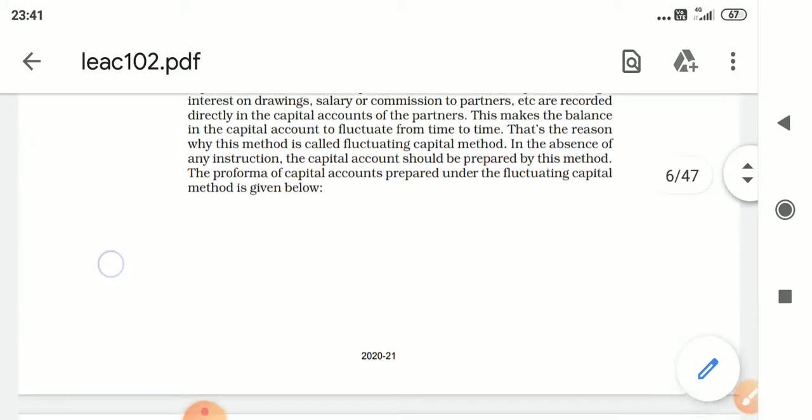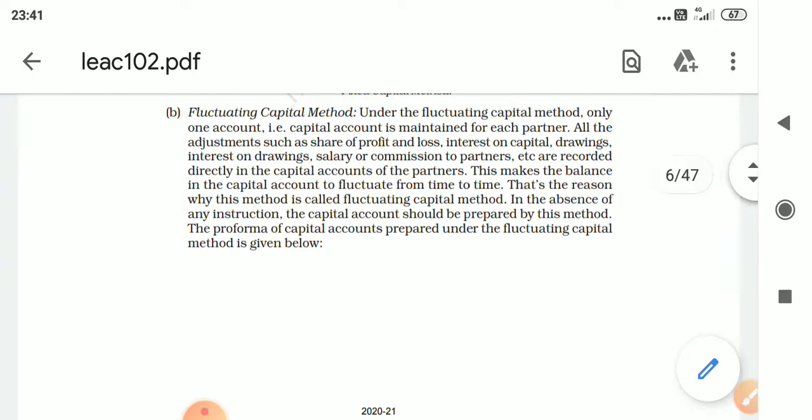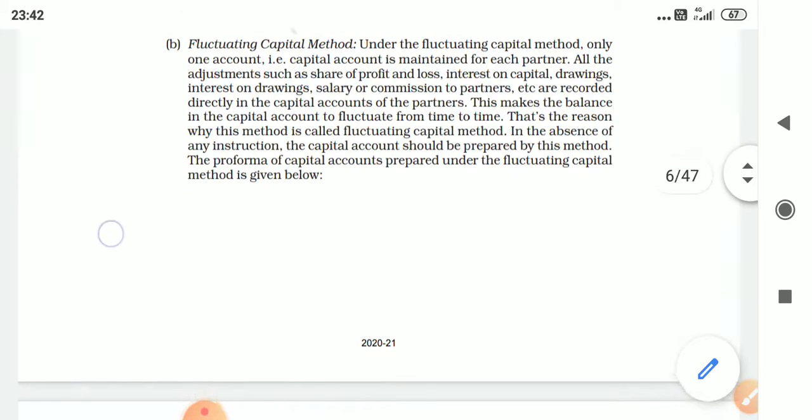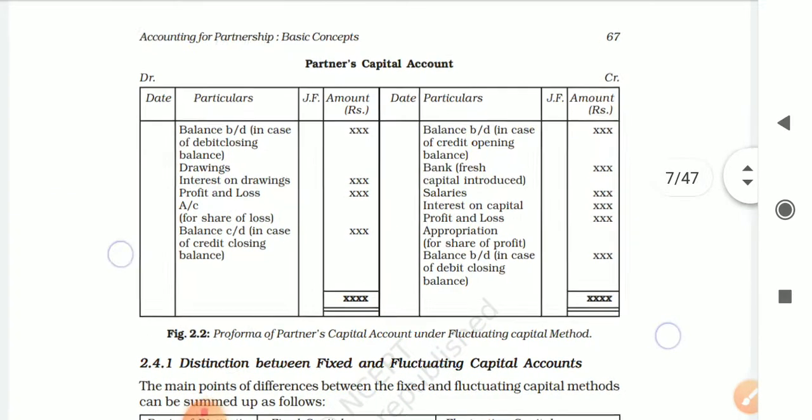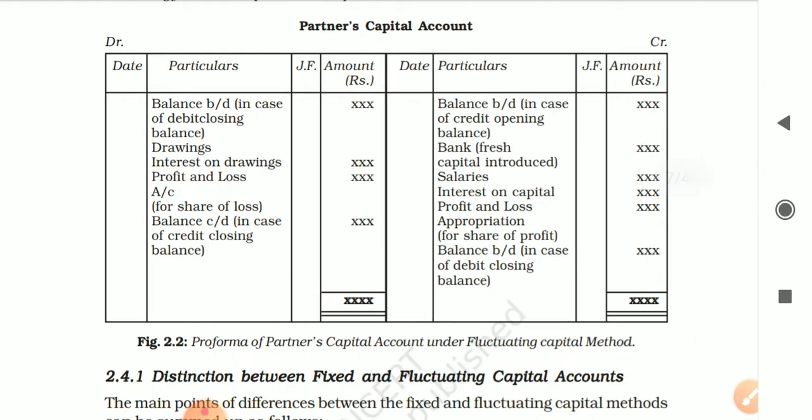As the name suggests, in a fluctuating capital account, the opening balance and the closing balance will change every year. Whereas in a fixed capital account, the opening balance and the closing balance will remain the same, except there are certain exceptional cases. So, under fluctuating capital method, let us see the format. This is partners' capital account. Now this is the partner's capital account when there is only one partner.